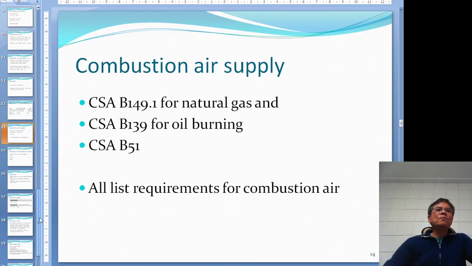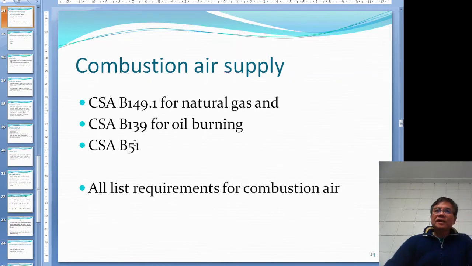Some of the code books in here, the CSA, C-149, 139, and B-51, they all have something about the combustion air requirement. Okay.